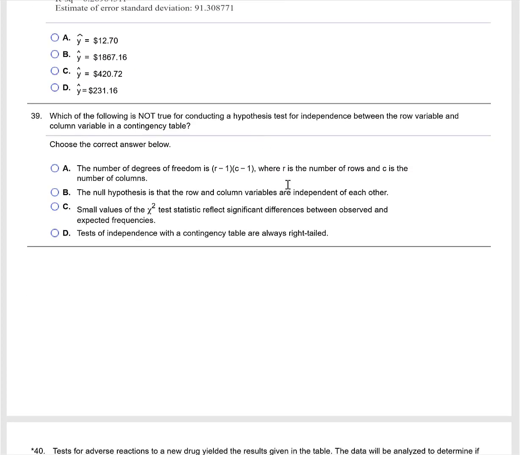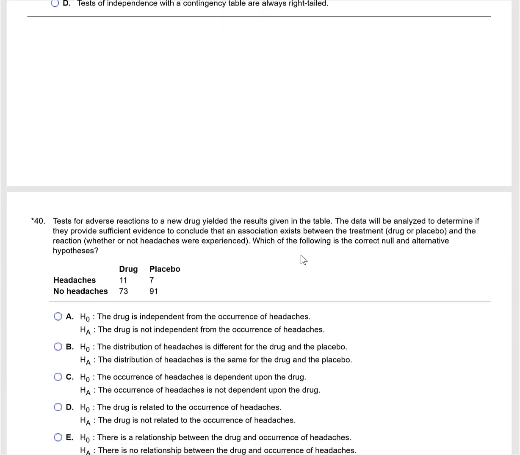Which of the following is not true for conducting a hypothesis test for independence between the row variable and column variable in a contingency table? So the degrees of freedom is r minus 1 times c minus 1. That's true. The null hypothesis is that the variables are independent. That's true. Small values of the chi-square statistic reflect significant differences between the observed and expected. That's not true. We're looking for large values. Tests of independence with a contingency table are always right-tailed, and that's true.